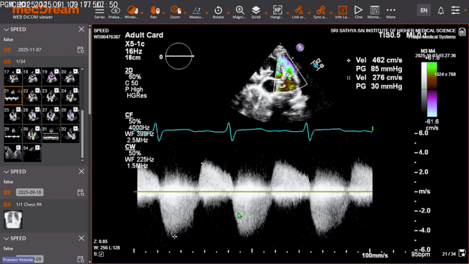Sir, the peak PR gradient will give the mean PA pressure, and end-diastolic will give the pulmonary artery diastolic pressure. Pulmonary artery diastolic velocity is around 2 meters per second, sir. He is showing meters per second, so peak is around 3.5. Mean is 30, peak is around 15 to 20.